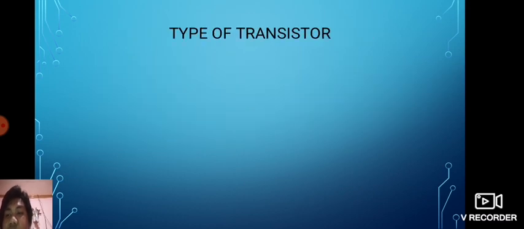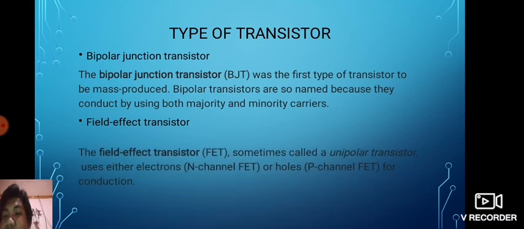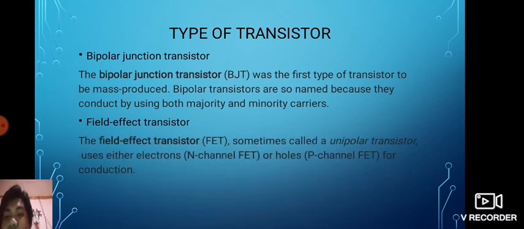Types of transistor: bipolar junction transistor. The bipolar junction transistor was the first type of transistor to be mass-produced. Bipolar transistors are so named because they conduct by using both majority and minority carriers. Field effect transistor. The field effect transistor, sometimes called a unipolar transistor, uses either electrons or holes for conducting, and so on.